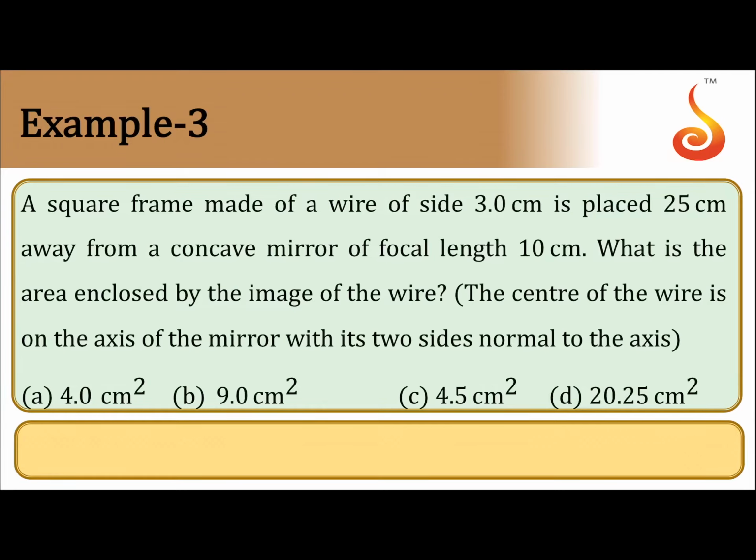So in this problem, we have to find the area of the image. From the magnification of the surface, we know that the areal magnification is equal to the magnification squared, the conventional magnification, which is equal to the area of the image divided by the area of the object, which is equal to (F by F minus U) whole squared.